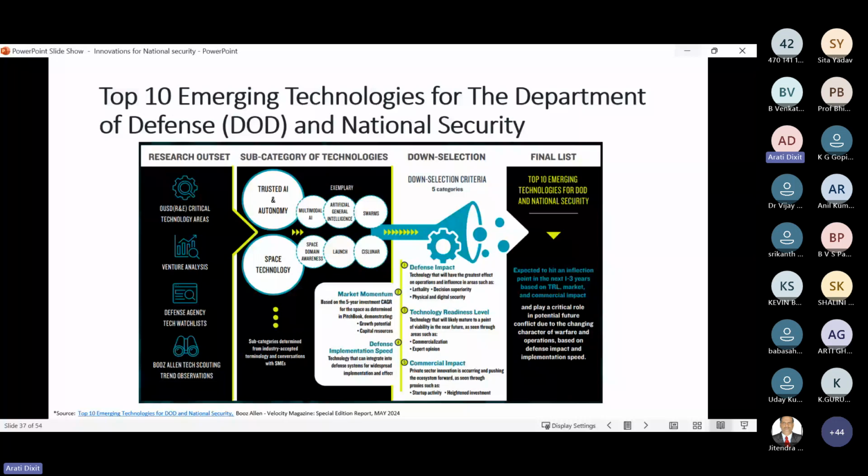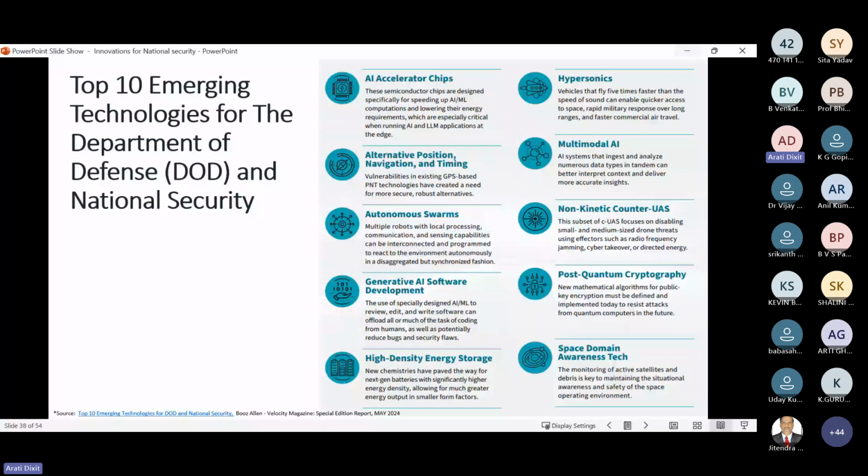So let us try to look at the different technologies here. These are the top 10 technologies for this year for the DoD, Department of Defense and National Security. The names are seen here. We will quickly go through each of them and see what the trend is.